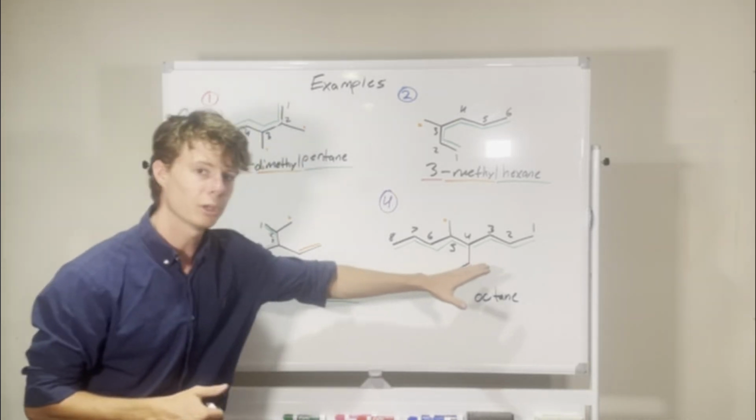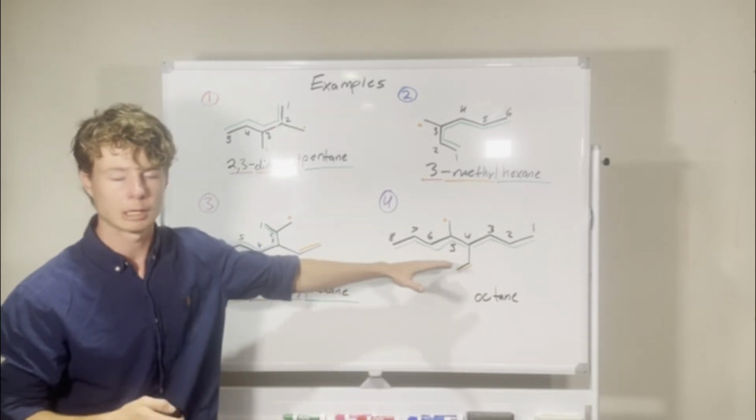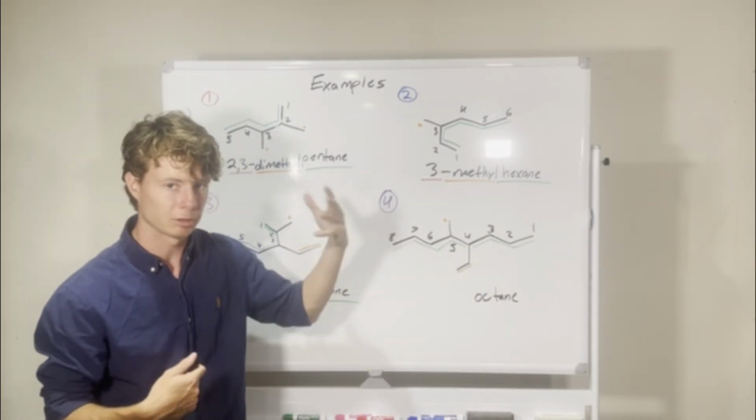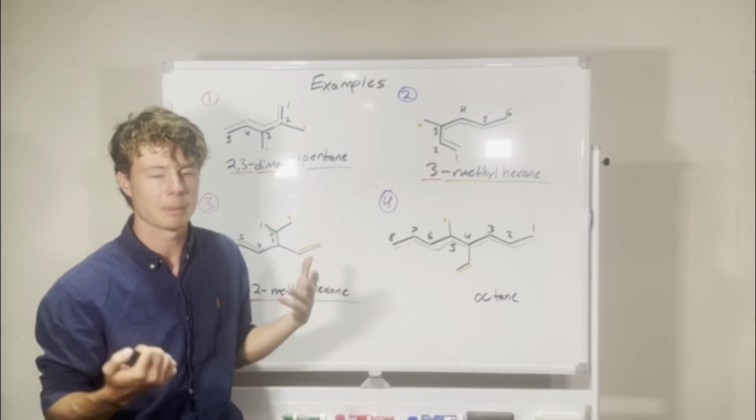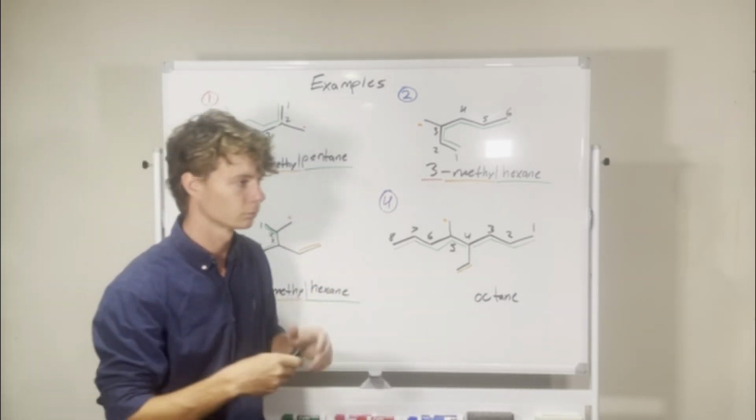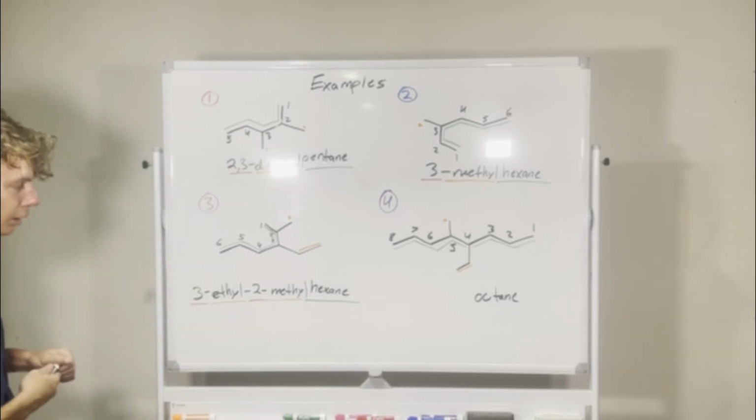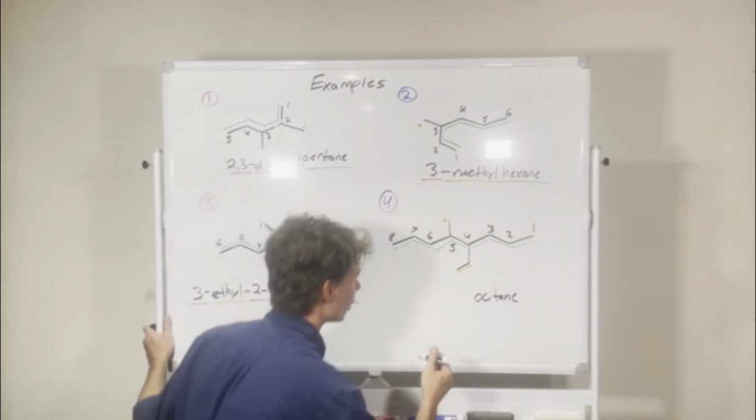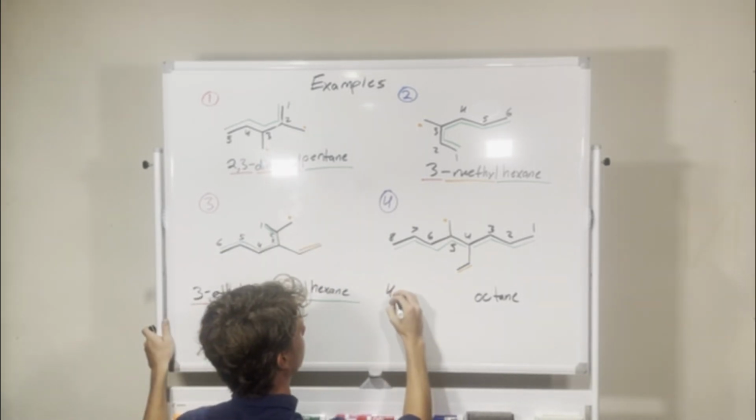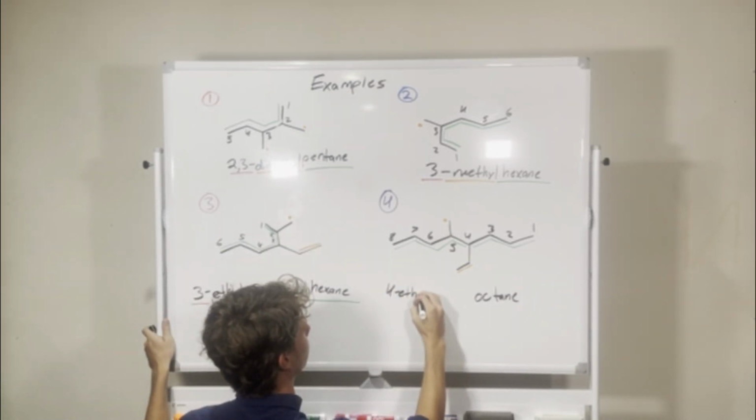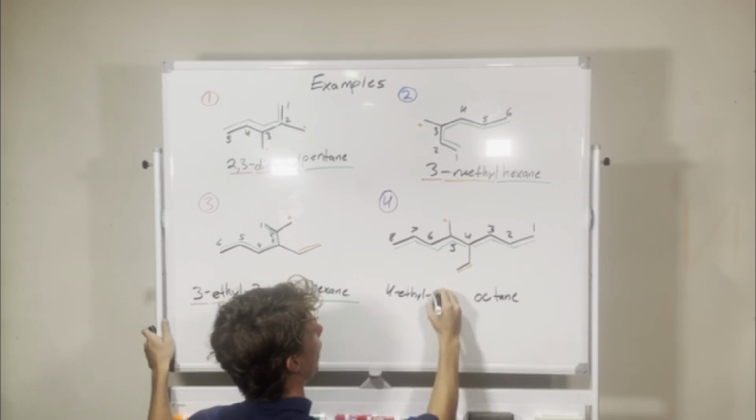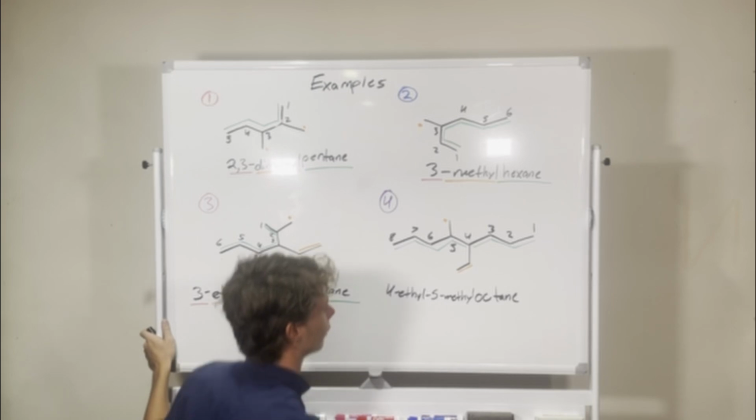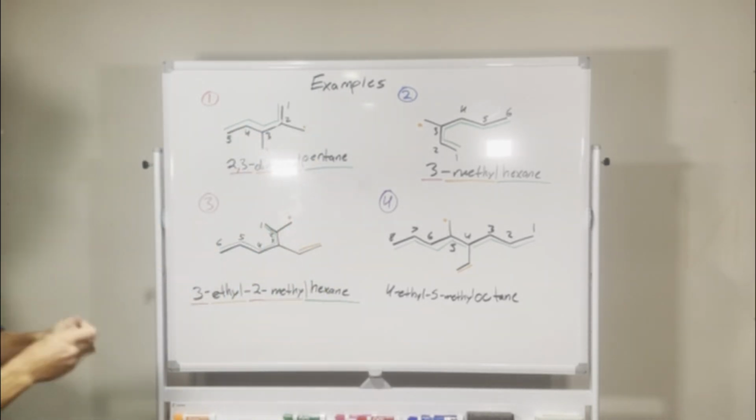That's only going to happen when they happen to have the same numbers, right to left or left to right. Because notice, if I were to number them left to right, my substituents would have the same magnitude, the same 4 and 5. Again, it's rare, but I want to make sure I cover it. We're ready to name this thing. I have a 4 ethyl, 5 methyl octane. 4 ethyl, 5 methyl octane.